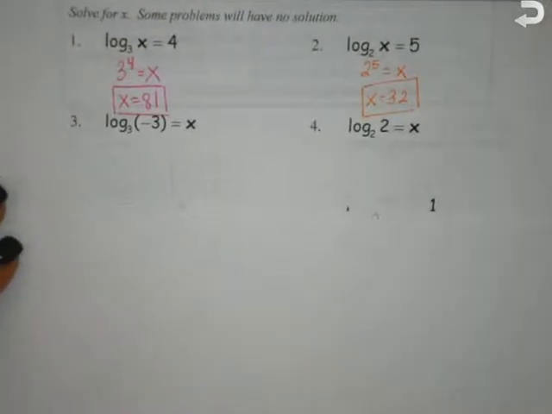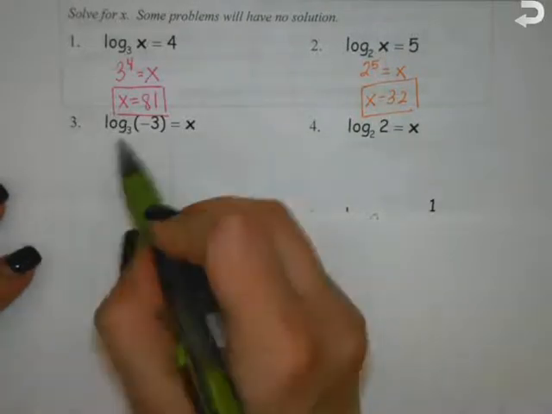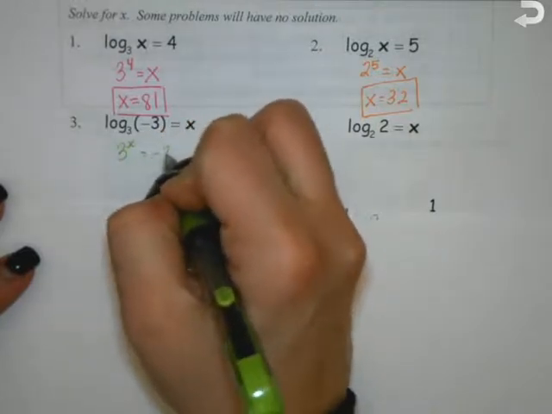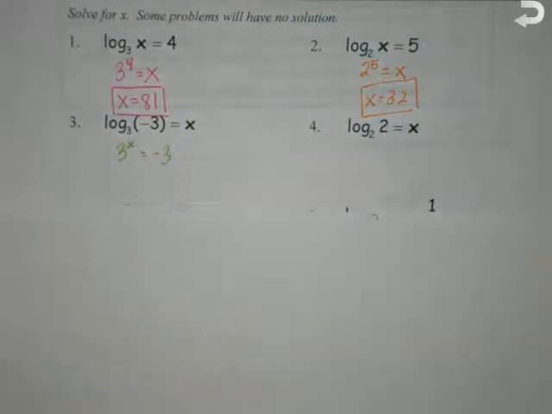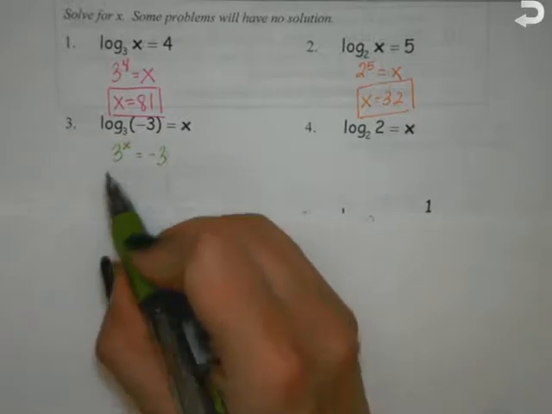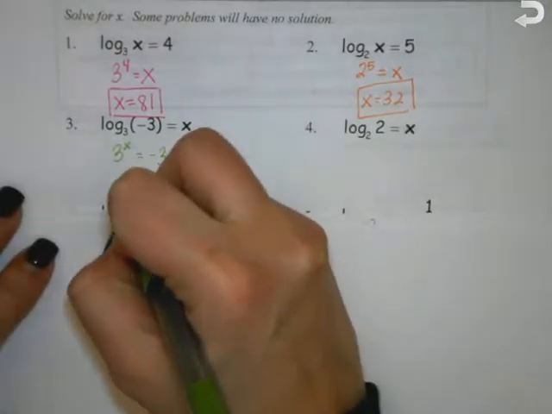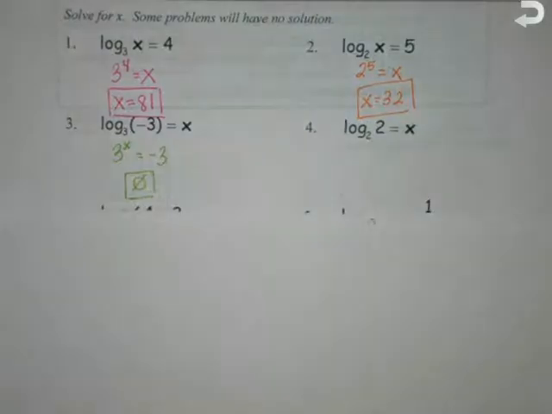Log base 3 of negative 3 equals x. So if I was going to solve this, I'm going to go up and around. So that's 3 to the x equals negative 3. What exponent could I plug in to x that would change my base of positive 3 to a negative 3? Would negative 1 change it? Negative 1 would make it a 1/3. So is there anything? No. So this is no solution. Because even if we were to plug in 0 for x, 3 to the 0 gives me what? 1. So it's never going to be negative.